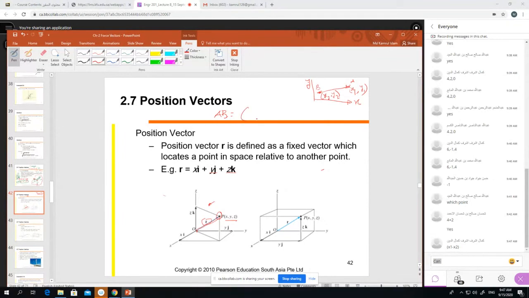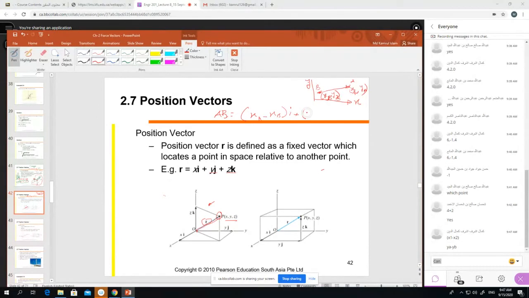First, I write them more clearly: xA and yA, and instead of B, xB and yB. This is more clear. So xA minus xB into i, plus yA minus yB into j. Simple.